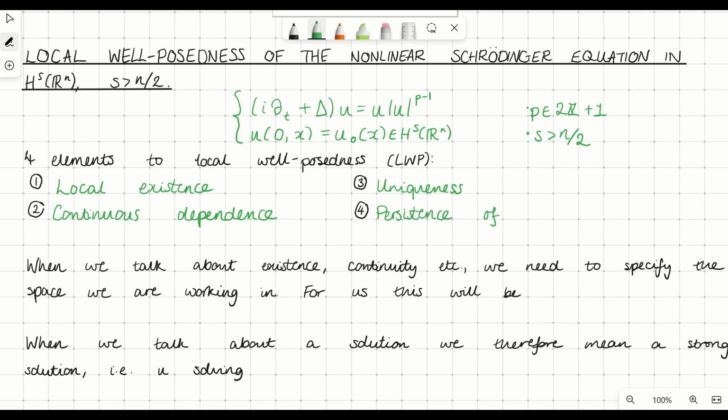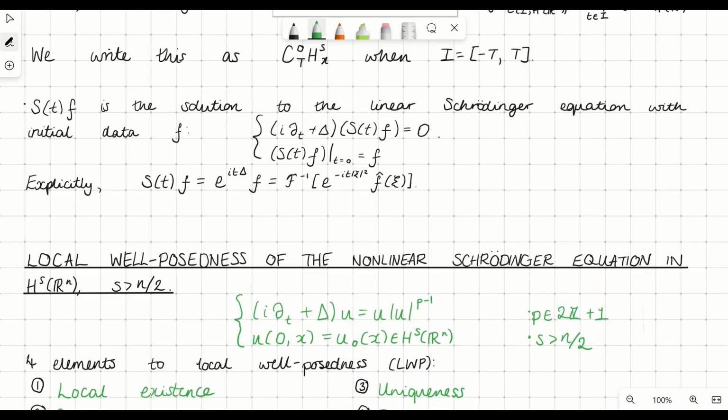So this means that if your initial data has more regularity than just lying in H^s, say it lies in H^{s'}, where s' is larger than s, then your solution should preserve that regularity and also lie in H^{s'}. So before we go any further, I just want to introduce the notation that I'll be using.